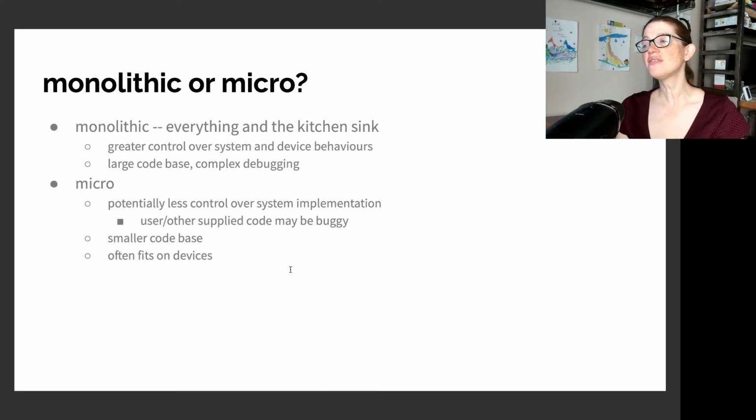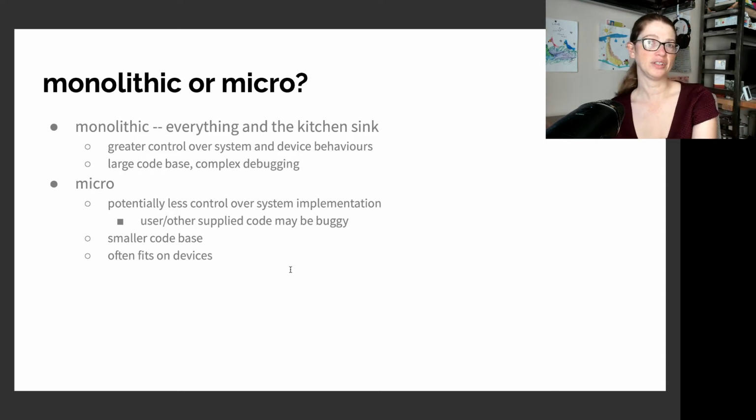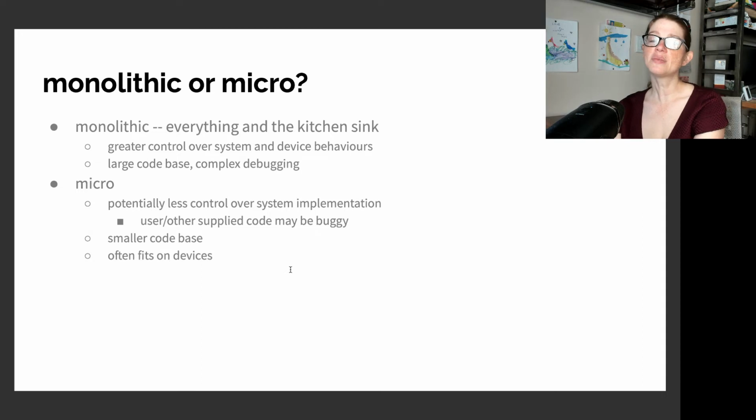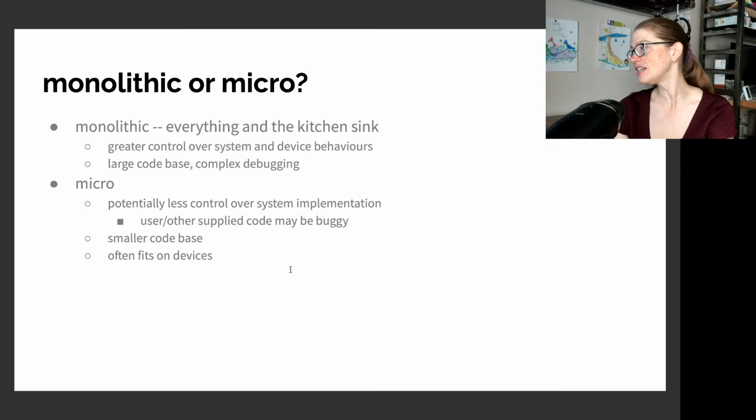Then we have to ask ourselves, even in the design of the kernel, are we going to go for a monolithic operating system or a microkernel style OS? So monolithic is probably the most common. That's where we put everything in the kitchen sink into the kernel. So this is going to give you, the developer, greater control over the system and how it's used. It gives you greater control over device behaviors. You can hide it. So if you wanted to make a closed source operating system, you probably want to go the monolithic route. And in fact, if you look at all of the major closed source operating systems, they are monolithic.